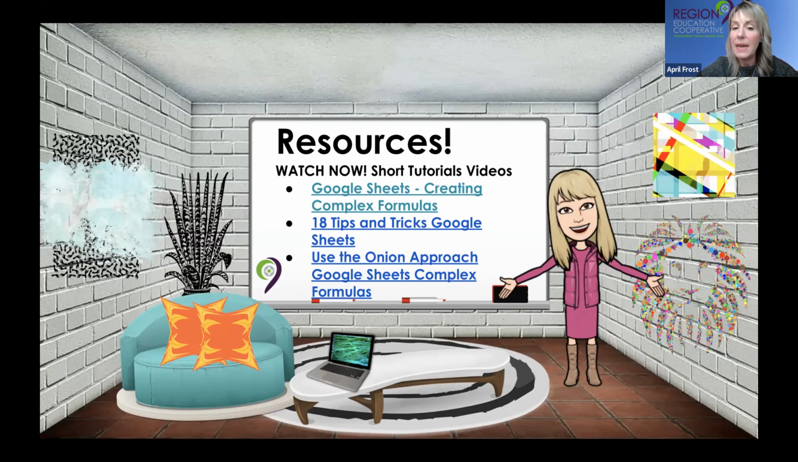There's a couple of things: 18 tips and tricks to using Google Sheets, which was really interesting. There's also an onion approach to using complex formulas, which I found helpful if you're ever trying to go through your data and need additional information. And then I'll add it to the PowerPoint presentation, but in my notes I added one final one, a 3-hour video of Google Sheets, and the guy was really great. If you have time or want to chip away at that, just know those resources are in there.